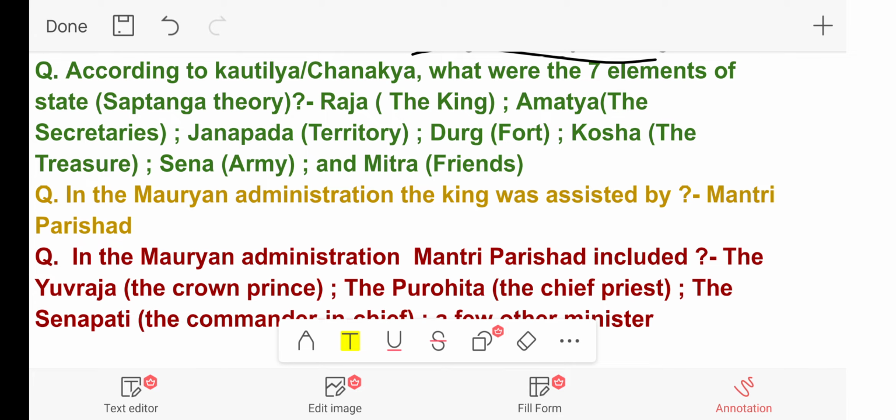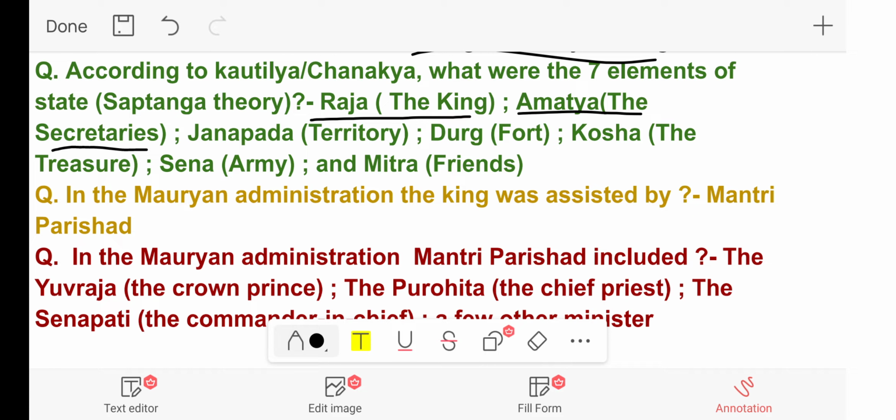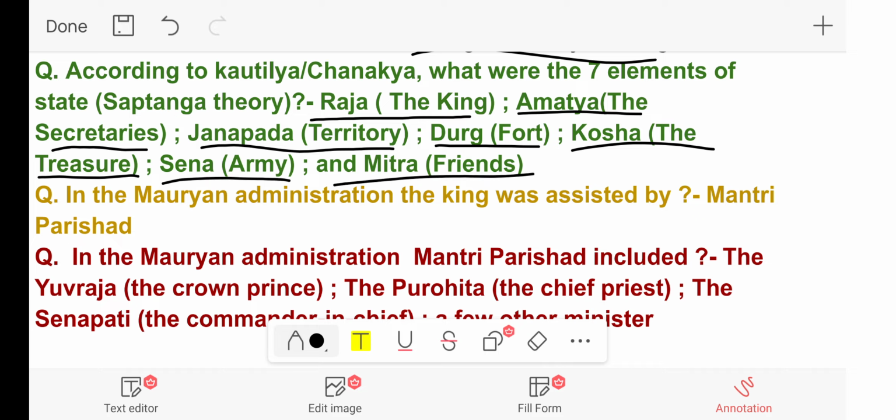That is the Saptang theory. So, answer: Raja, the king; Amitya, the secretaries; Janpada, the territory; Durg, which means fort; Kosha, the treasury; next Sena, the army; and Mitra, the friends. Next, in the Mauryan administration, the king was advised by whom? The answer is Mantri Parishad.